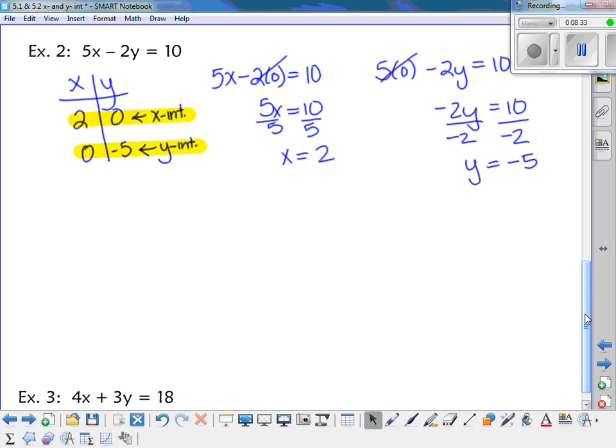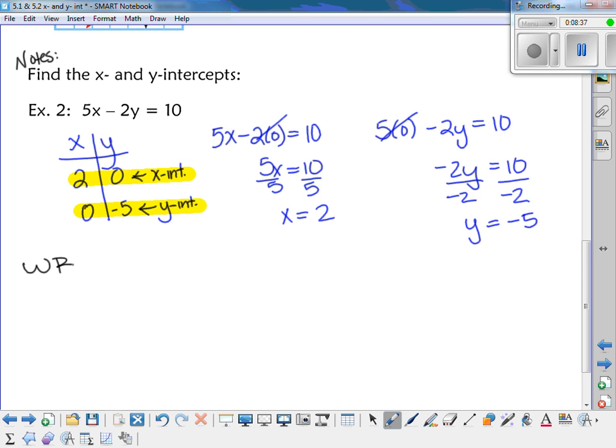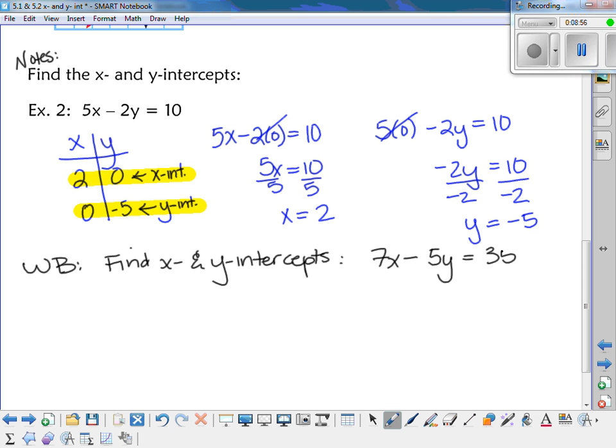Okay, so on your whiteboards, I'm going to give you guys one to do. I want you to find the x and y intercepts for 7x minus 5y equals 35. And so again, remember to start with your table, plugging in the zeros.